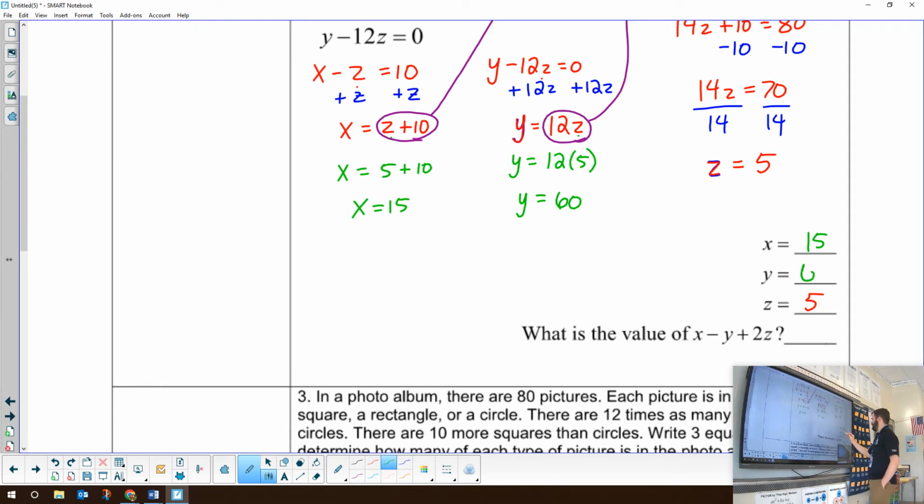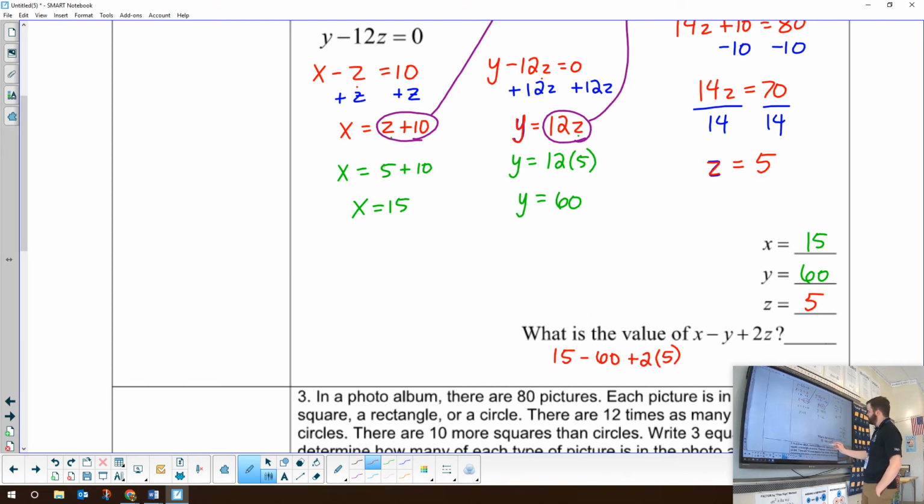So my Y is going to be 60. Now, our final question here, it says, what is the value of X minus Y plus 2Z? So let's see here. If my X is 15, we'll go minus my Y, which is 60, and then plus 2 times my Z, and my Z is 5.